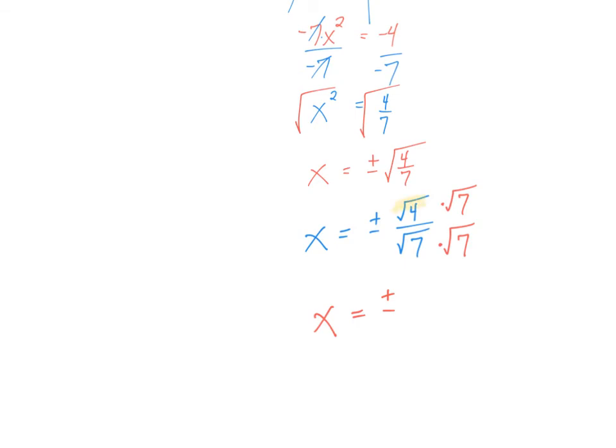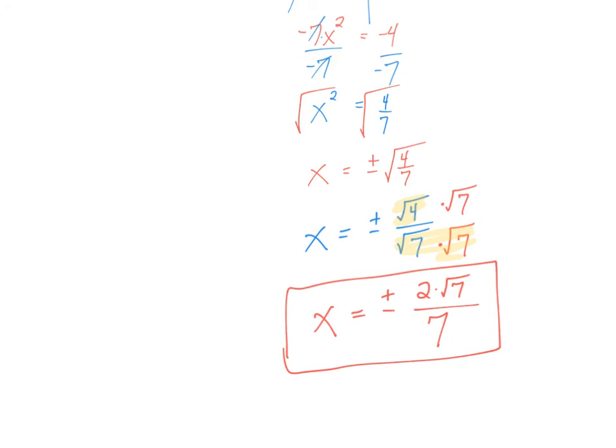What is the square root of 4? The square root of 4 is 2. So on the top, it's 2 square root 7. On the bottom, what is 7 times 7? 49. What is the square root of 49? 7. So this is the simplified answer. The earlier answer is technically correct, but you should simplify your radical by breaking that fraction apart.